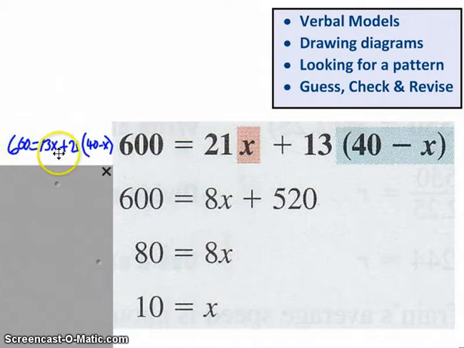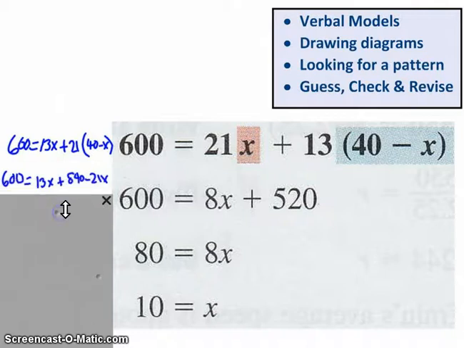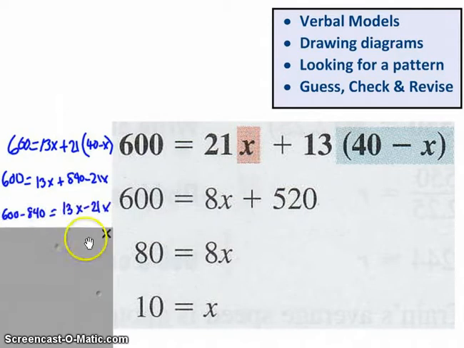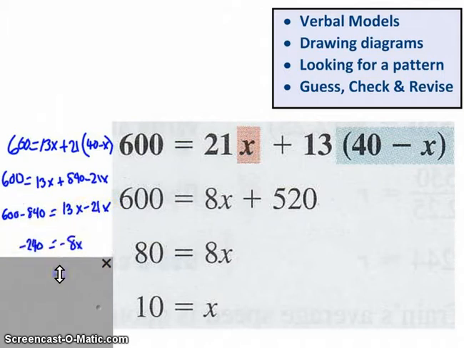600 equals 13x now, instead of 21x, plus 21 times the 40 minus x, instead of 13. All I've done is I've swapped the 13 and the 21, because you might have done that. If you did that, you would have solved it out like so, by first distributing the 21, and then combining the like terms. So you'd have had the two terms with x on the right and the two terms without x on the left, and you would have ended up saying negative 8x equals negative 240.